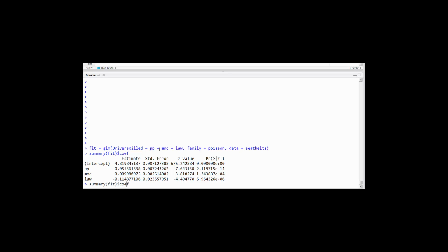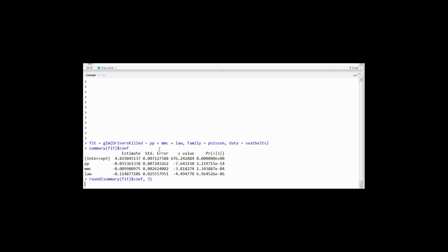So we've already done some data manipulation, and so let's fit a GLM of drivers killed. We want petrol price normalized like I did before, and kilometers in 1,000 kilometer centered units, and then plus the law, and we want family equals Poisson, and data equals seatbelts. Okay, and then summary fit coef. I like to round it just because it's so many decimal places, so I like to round it to 3 decimal places.